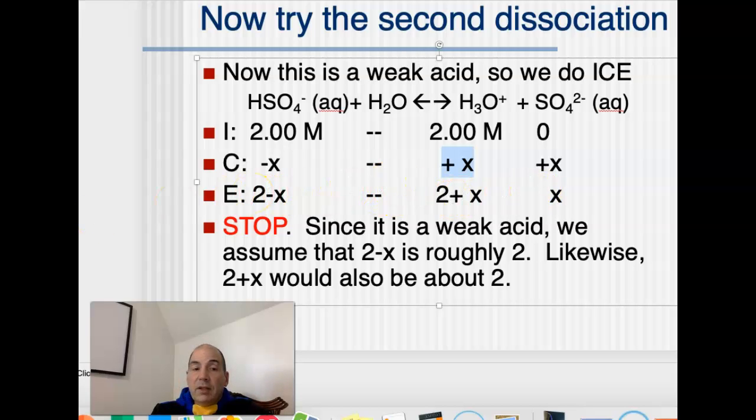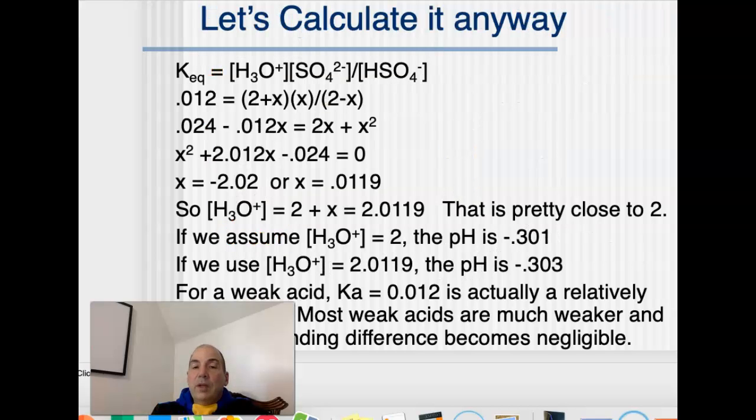So we can simplify this down, but let's do it the long way anyway, just to prove the point. So 2 plus x times x over 2 minus x equals 0.012. I distribute my x's here; that's where I got 2x plus x squared. I cross multiplied 2 minus x times 0.012. That's where I got 0.024 minus 0.012x. Then I brought it all together: x squared plus 2.012x minus 0.024 equals 0. I get two answers. One is negative, the other is positive.